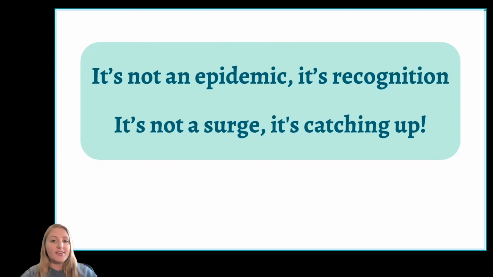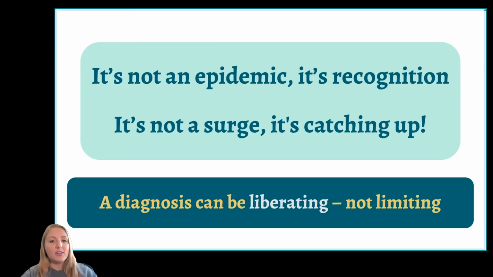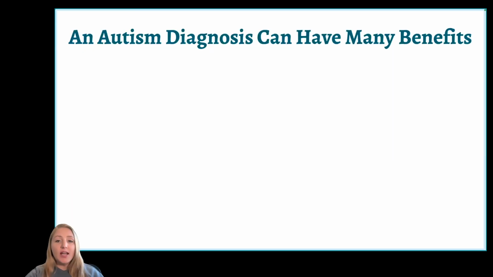So, all of this to say that it's not an epidemic, it's recognition. And it's not a surge, it's catching up. And just because we've been noticing and recognizing more data points doesn't mean that they didn't exist before. There's actually a growing body of evidence supporting the idea that actual rates of autism have been incredibly stable throughout history. So, yes, even though rates of diagnosis are in fact rising, it's not necessarily a bad thing, and neither is getting a diagnosis. Receiving a diagnosis can actually be liberating, not limiting. A diagnosis can lead to access to accommodations and support services that can significantly improve and maintain the well-being and quality of life for autistic folks.